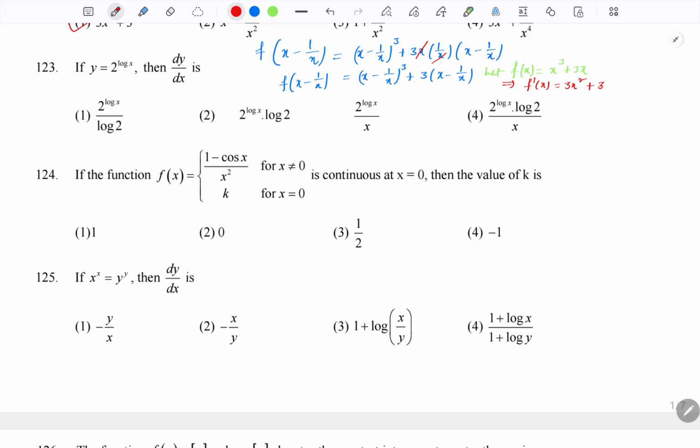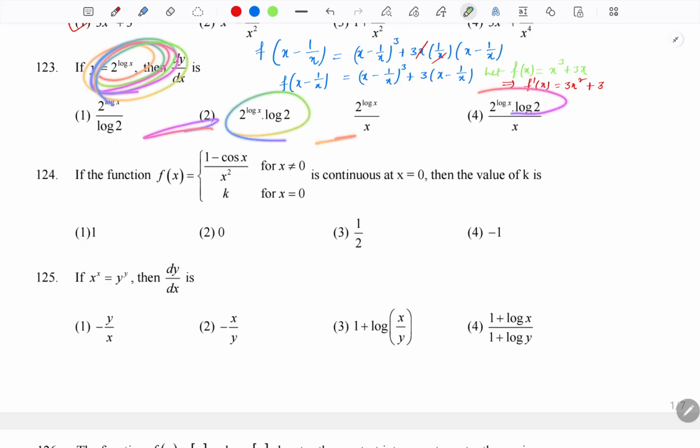Now what is the formula here? It looks like y is equal to a power x. What is the derivative of a power x? A power x times log a, right? Your x coefficient should be plus 1 always. Now I am using that formula and then I will pick the answer. The derivative of a power x: a power x, that is 2 power log x, times log a. What is log a here? Log 2.